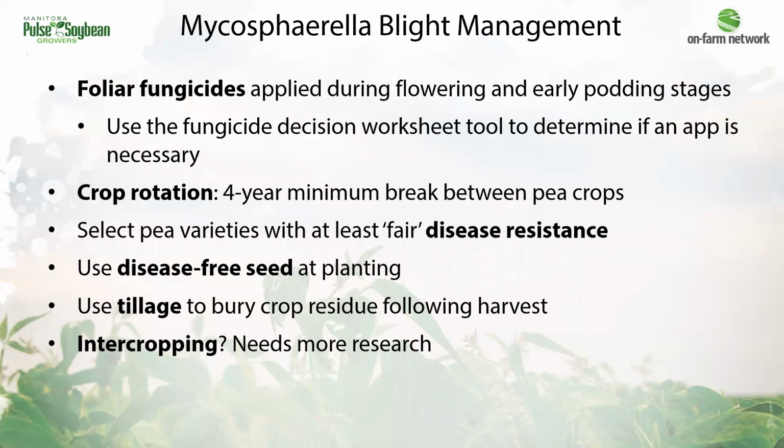As for other management strategies for Mycosphaerella blight, start by making informed foliar fungicide application decisions using that worksheet. A 4-year break between pea crops is standard to manage and minimize Mycosphaerella blight disease loads in a field. Some variety resistance is available, so choose varieties with at least fair disease resistance ratings. Be sure to plant disease-free seed when seeding. And you do have the option to consider tillage to bury crop residue following harvest if the disease was quite high. But do remember that this disease is airborne, so it will still blow in from neighboring fields. That's not a complete solution. And then intercropping might be an option to minimize disease pressure in peas, but it does still currently need more research.